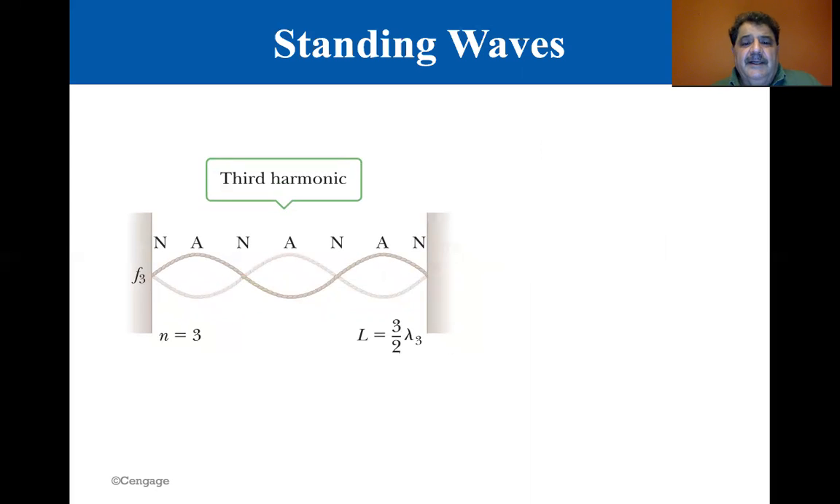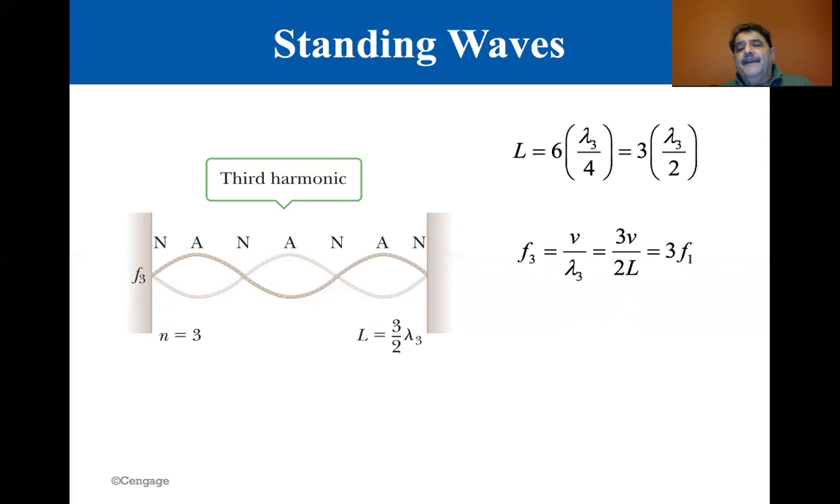Third harmonic. You have what, 1, 2, 3, 4, 5, 6 quarter waves. There you go. L equals 6 times lambda 3 over 4, equals 3 times lambda 3 over 2. So f3 is equal to the velocity divided by lambda 3, 3v over 2L, equals 3 times the fundamental. So if the fundamental were 400, the second harmonic was 800, this would be 1200.